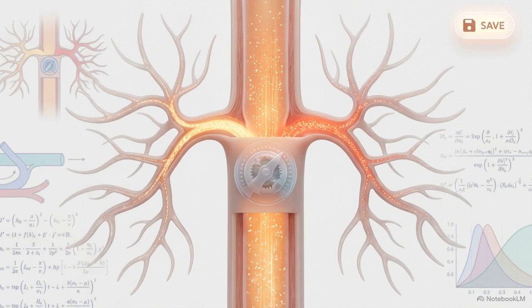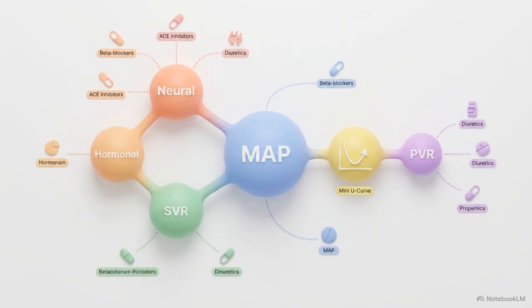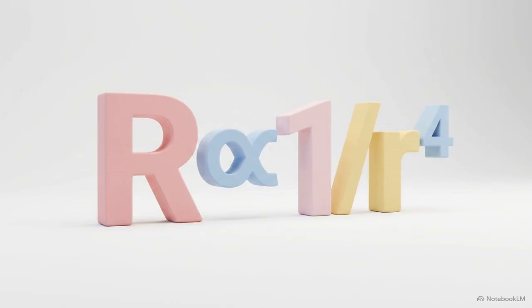Prepare to pause and save these key summaries. This map unifies mean arterial pressure, the neural and hormonal drivers of systemic resistance, the lungs' mechanical U-curve, and the manipulating drugs. The most critical takeaway is the relationship between radius and resistance.